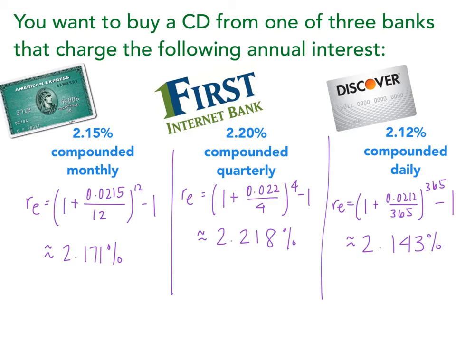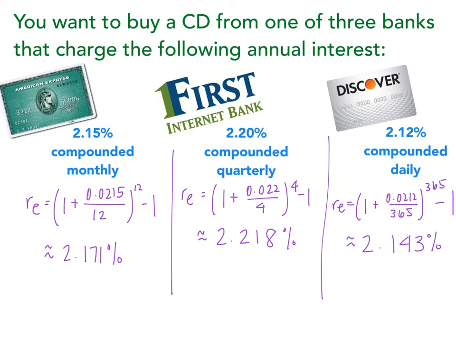All right, so when I calculate this out, this 2.15% interest ends up here as a decimal, and it's compounded monthly, so it's going to happen 12 times. That's why those 12s exist there. And then for the First Internet Bank, this is my percentage. It's happening quarterly, so 4 times a year, so that's why my 4s show up. And then Discover is doing this 2.12% here daily, so we use 365.